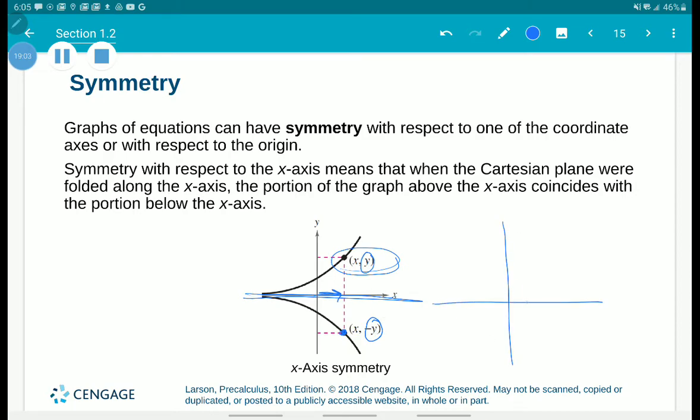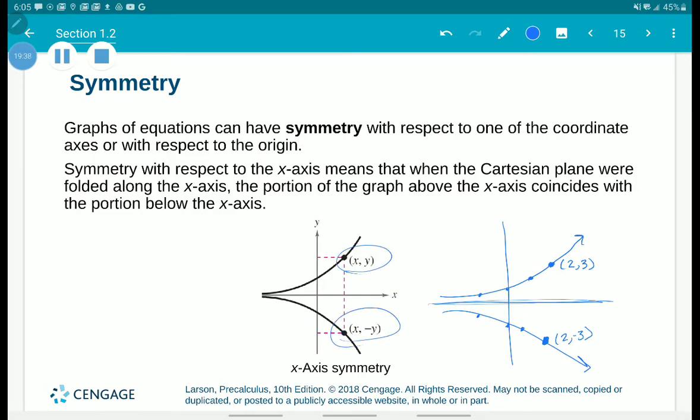Let's put numbers with this so you can see it a little bit better. So we have something that looks like that. And we have this point, maybe it's (2, 3) here. To be symmetric with respect to the x-axis, we would fold along the x-axis. This would have to lay down here at the point (2, -3). Now that has to happen not only for that point, but for every single point along that graph. That's why we use generic points, (x, y), to describe that type of symmetry.